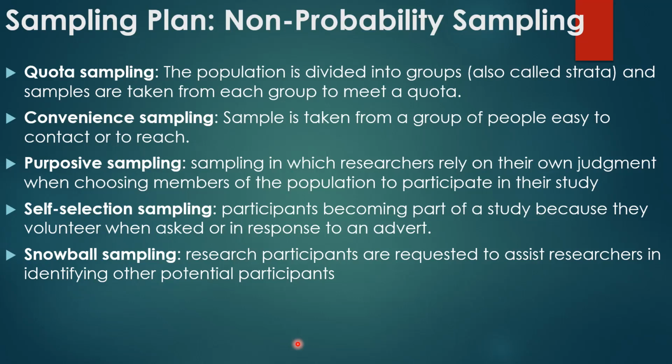Self-selection sampling means people can nominate themselves. Snowball sampling means that if I pick you purposefully, I can ask you to bring another person to come and participate, or to tell me who can participate. So that will be snowball sampling.